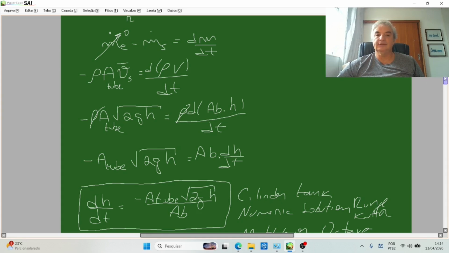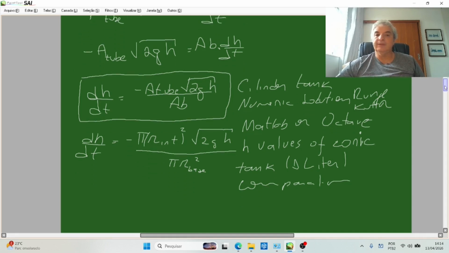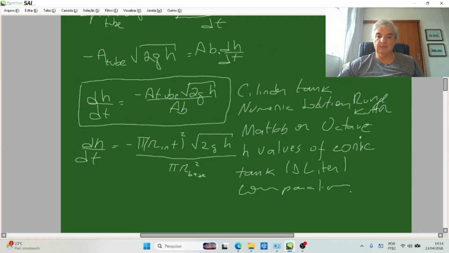Now, what are we going to do? With the expression found for dh/dt, we will solve it numerically by Runge-Kutta, in Octave or MATLAB, with the same height values for the cylindrical tank for 1 liter also, and make the comparison. Okay, let's go.